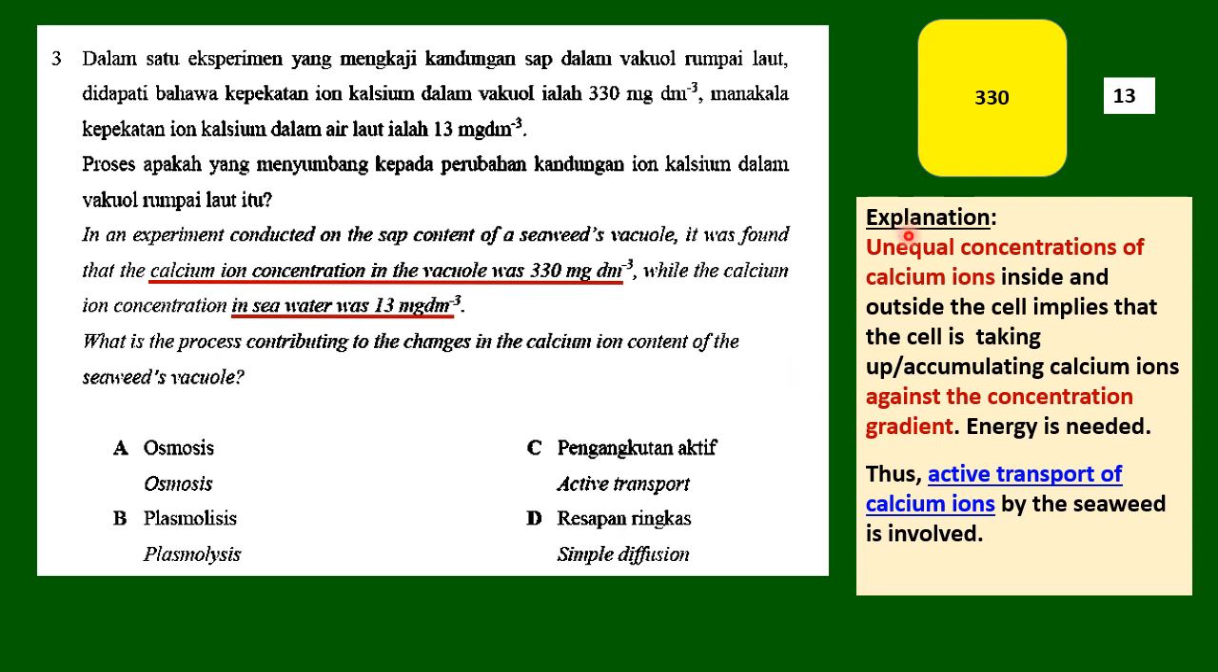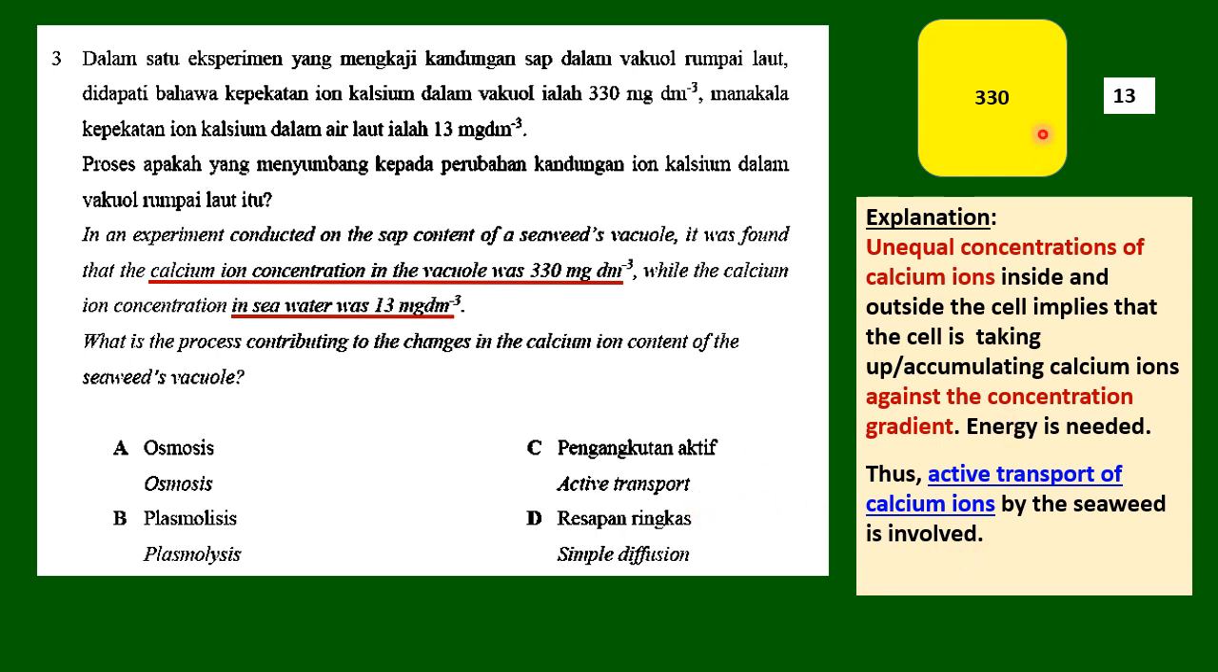So, explanation: unequal concentrations of calcium ions inside and outside the cell implies that the cell is taking up or accumulating calcium ions against the concentration gradient. So it needs energy to do that, like climbing up a hill, and thus active transport of calcium ions by the seaweed is involved.